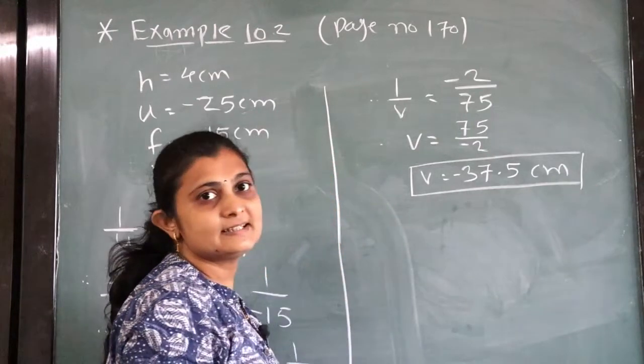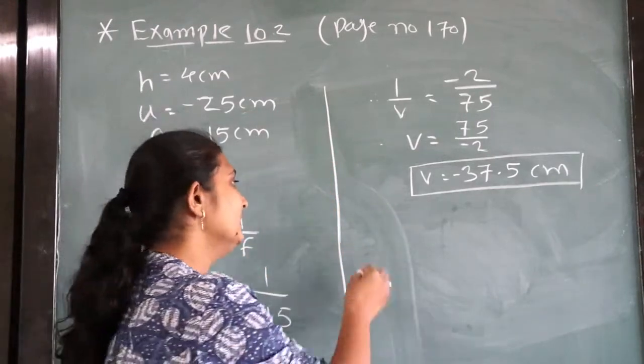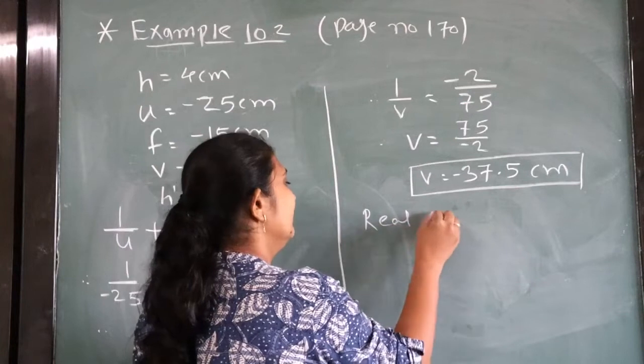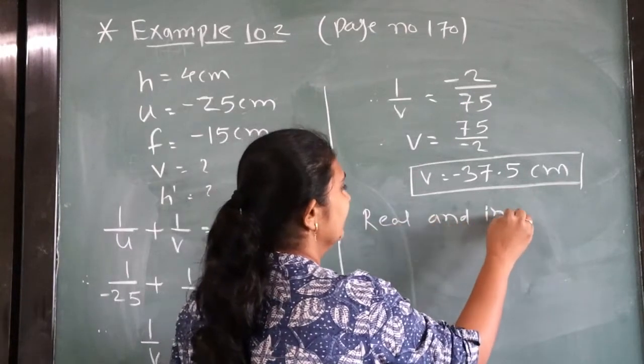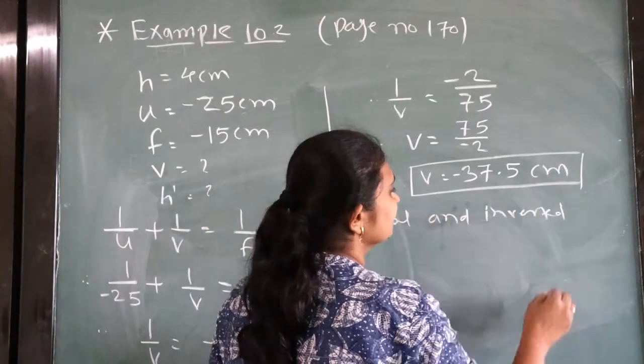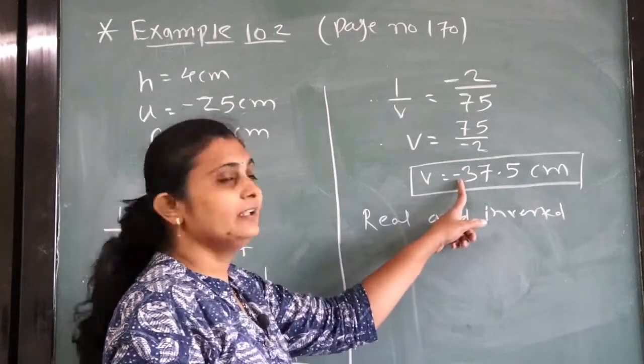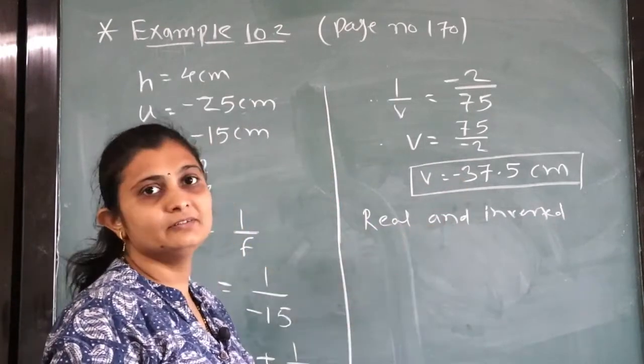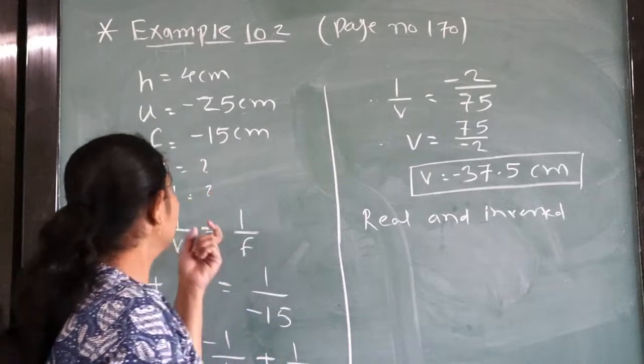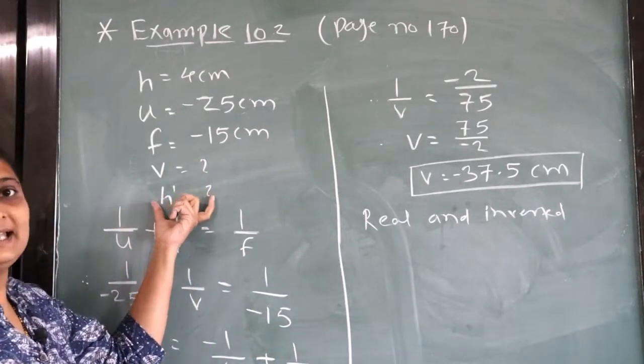The value of v is negative, so we get real and inverted image. v negative, so we get real and inverted image. Now we have to find h dash.